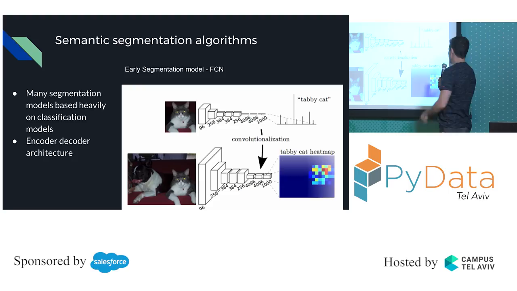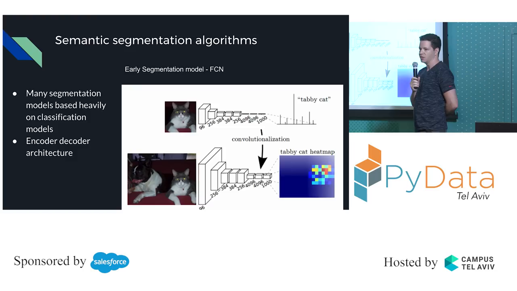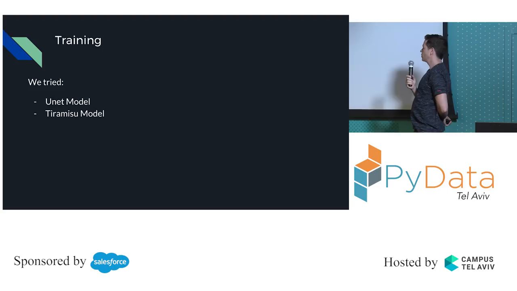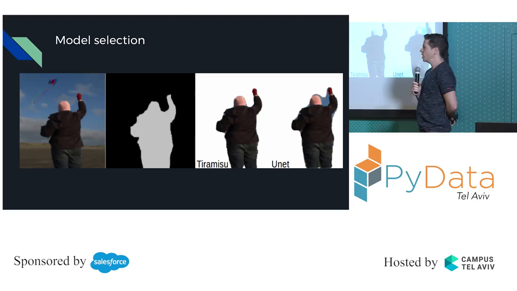This is one of the early versions of the algorithm, but this is the main idea in all the semantic segmentation algorithms. So when training, we focused on two quite famous models of semantic segmentation. One is called UNET, one is called tiramisu. We first tried them with a small amount of images. Really quickly, we saw that tiramisu had better results, and UNET gave us things that are really blobbish. So we went on with the tiramisu.